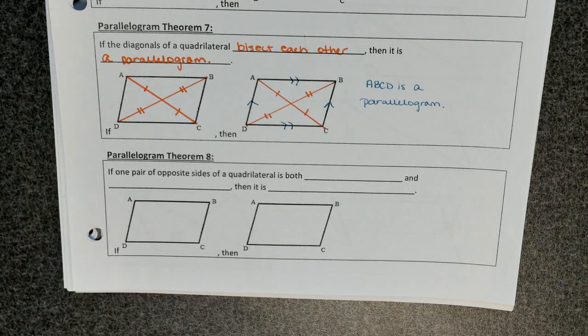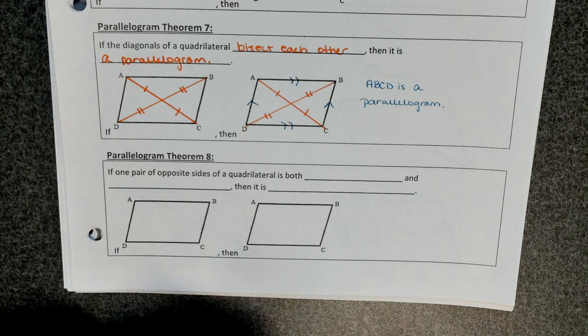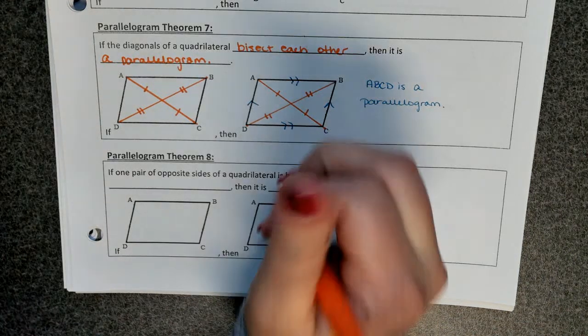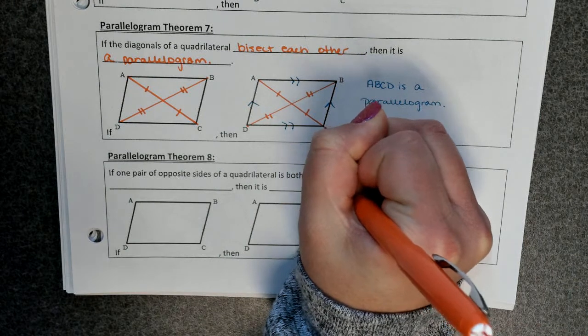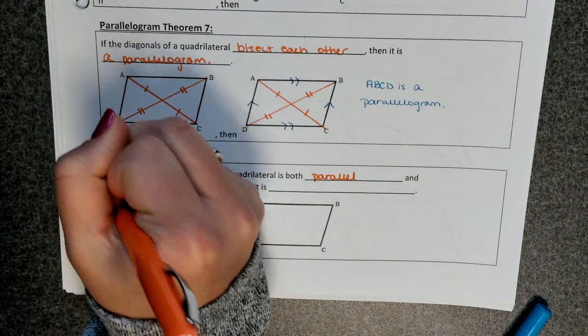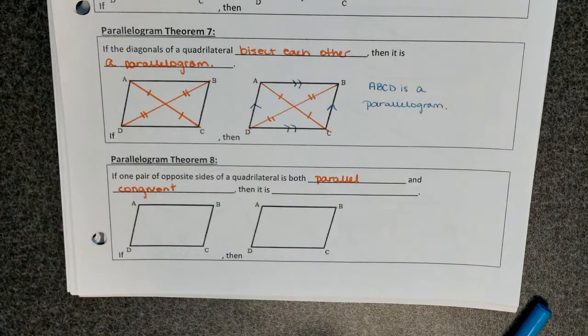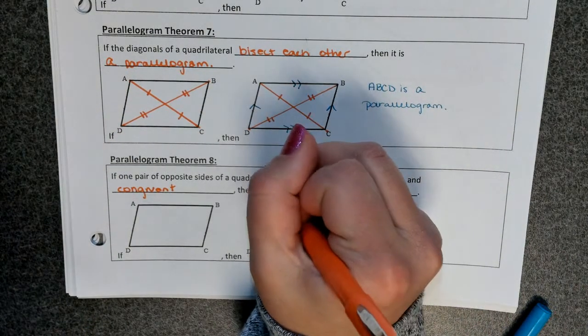Theorem 8. All right, so Theorem 8 says that if one pair of opposite sides of a quadrilateral, now this one's a new one. This one we did not talk about the other day. But if one pair of opposite sides of a quadrilateral is both parallel and congruent, then it is a parallelogram.